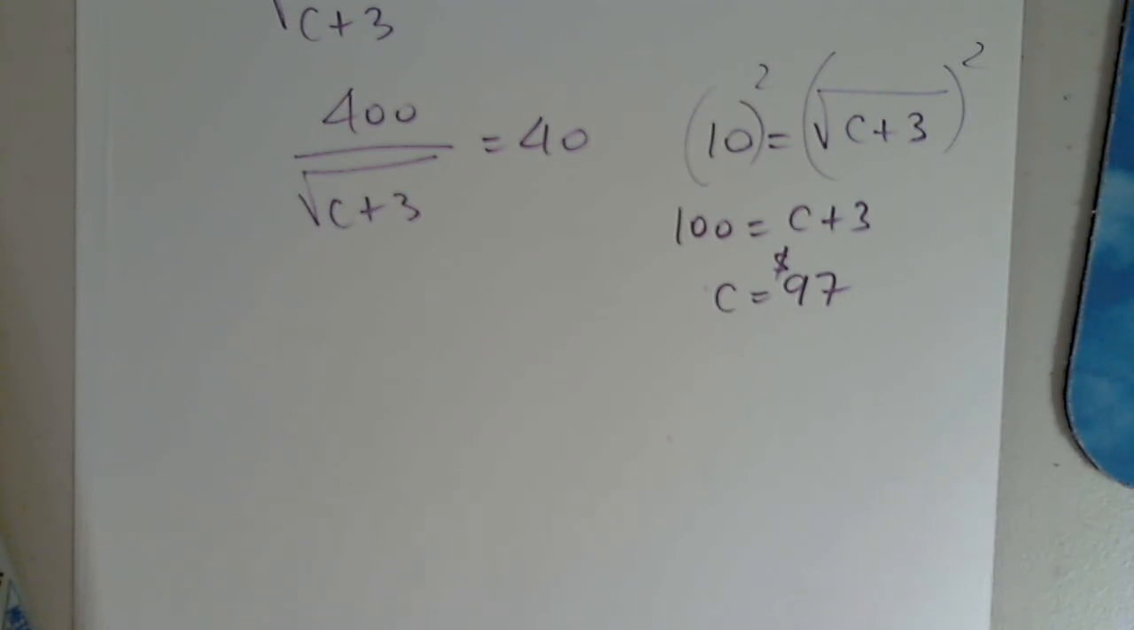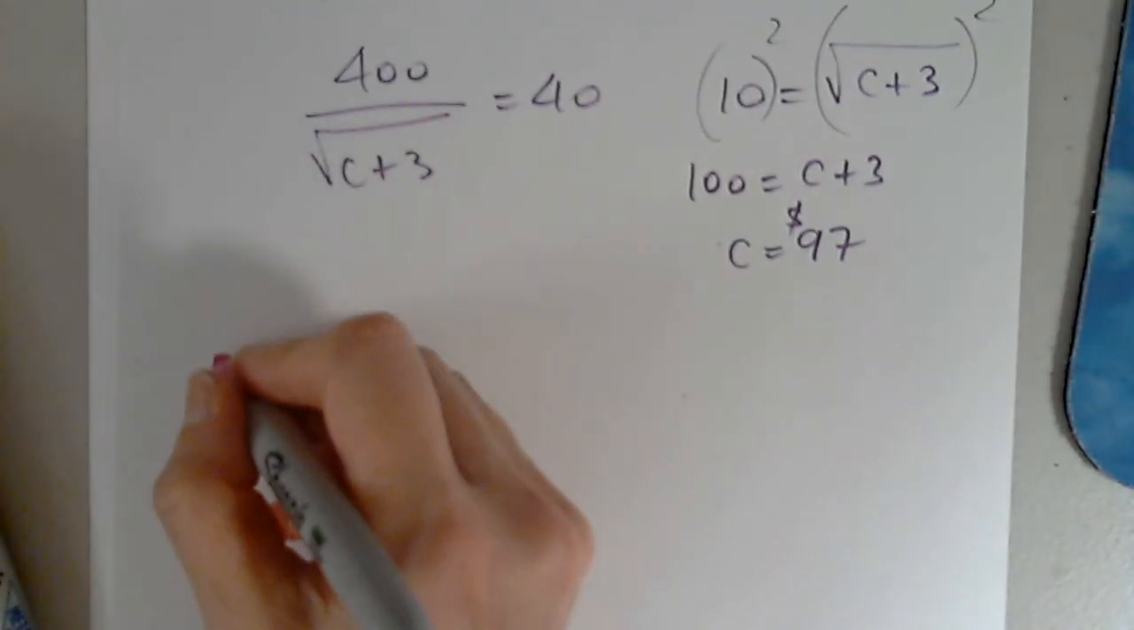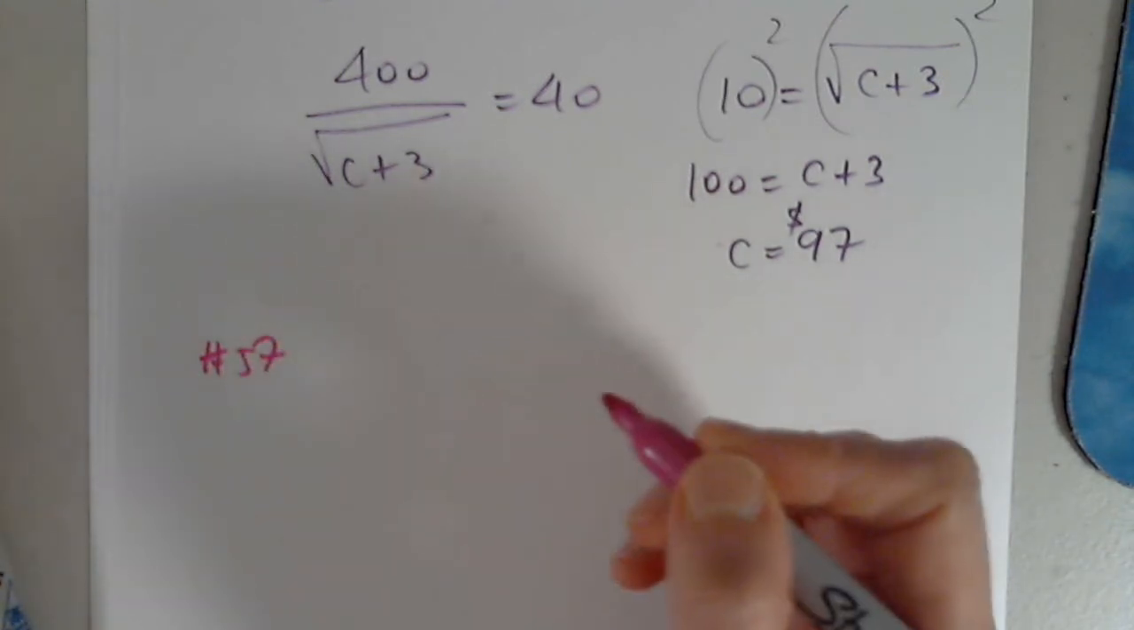I know we are down to about 5 or 6 minutes, but I'd like to at least start the next problem so you have at least 2 applications here. And this is the end of chapter 5. So let's also look at 57.